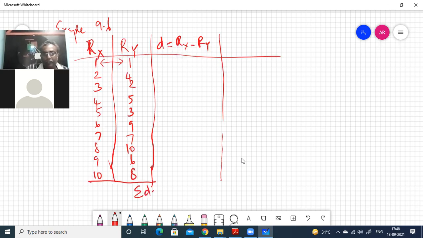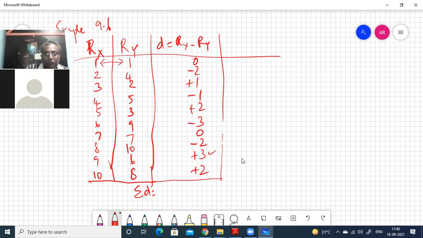Sigma D you have to calculate. 1 minus 1, 0. 2 minus 4, minus 2. 3 minus 2, plus 1. 4 minus 5, minus 1. 5 minus 3, plus 2. 6 minus 9, minus 3. 7 minus 7, 0. 8 minus 2, minus 2. 9 minus 6, plus 3. And 10 minus 8 is plus 2.